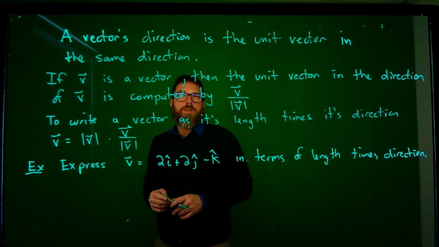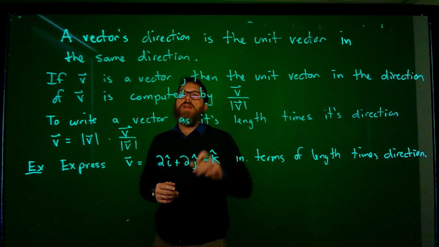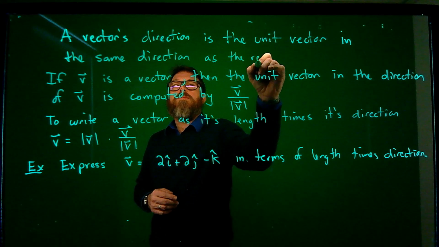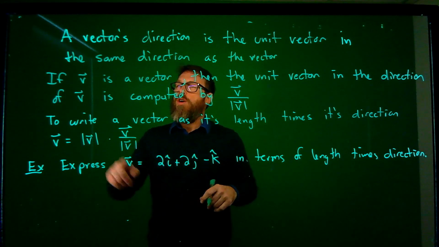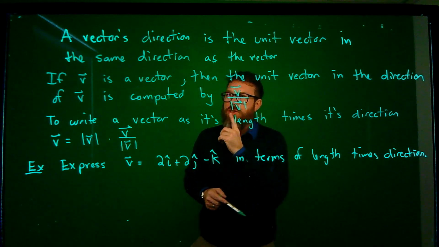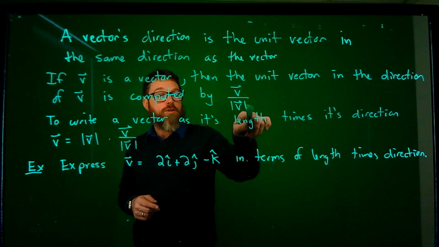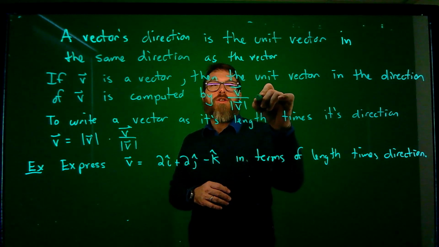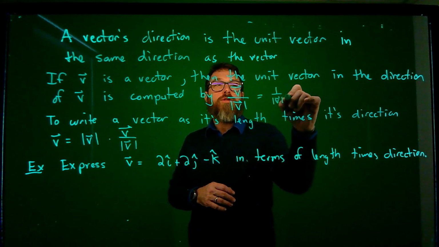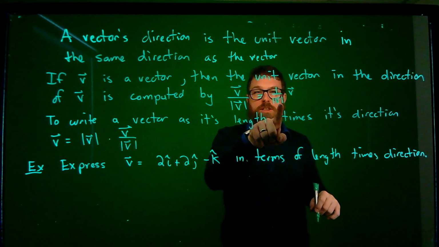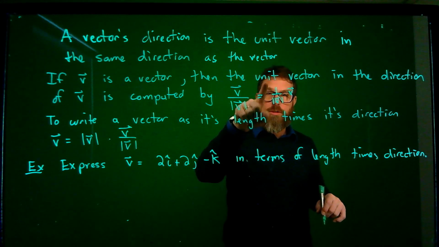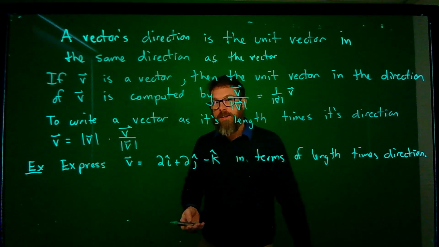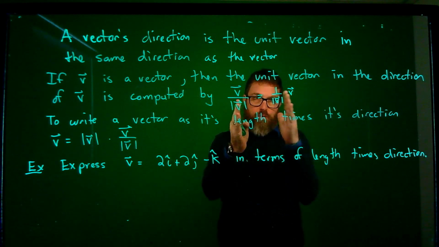So a vector's direction is the unit vector in the same direction as the vector. If v is a vector, then the unit vector in the direction of v is computed by v over the magnitude of v. So we're going to guarantee that this thing is a unit vector. I know it's in the same direction as v because I can rewrite this as 1 over the magnitude of v times v. And this piece right here, 1 over the magnitude of v, is nothing more than a scalar. So I have a scalar times the initial vector, so I really just have a stretch of that vector. And that stretch is going to take a vector and squish it down to a unit vector.